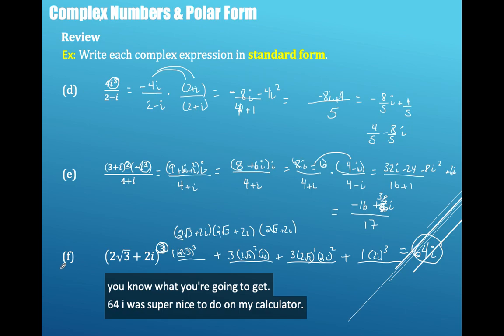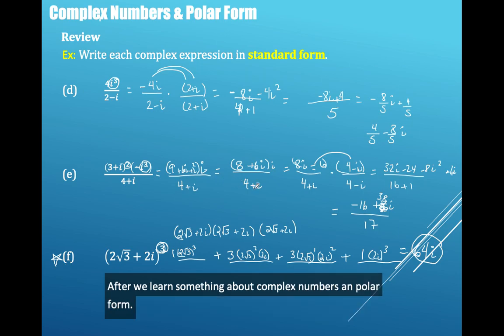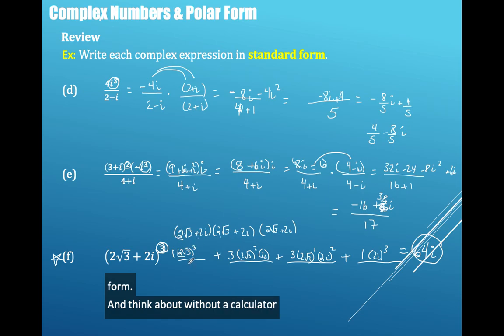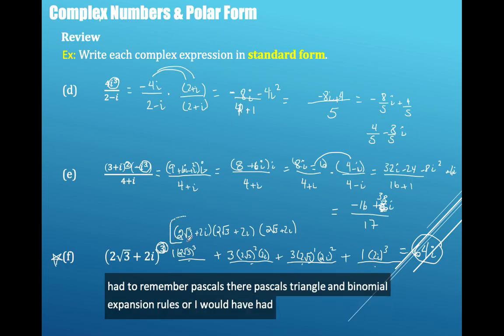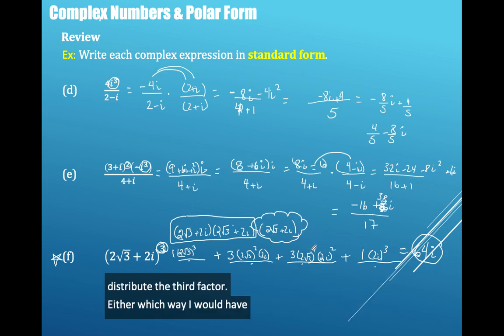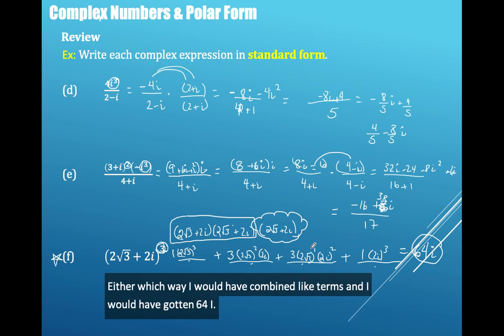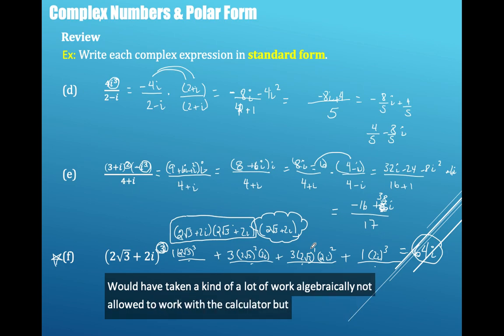But I want you to remember this problem after we learn something about complex numbers and polar form, and think about, without a calculator, how I would have either had to remember Pascal's triangle and binomial expansion rules, or I would have had to just do algebra here and remember to multiply these two together and then distribute the third factor. Either way, I would have combined like terms and I would have gotten 64i. It would have taken a lot of work algebraically. Not a lot of work with a calculator, but algebraically, a lot of work. All right.